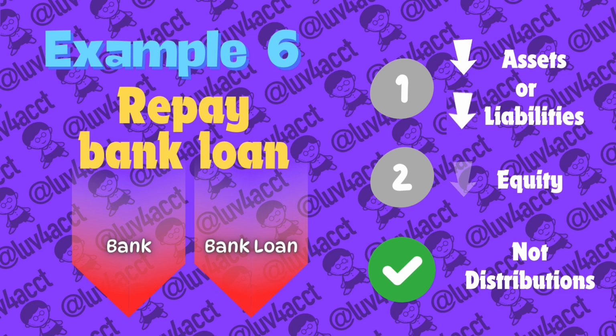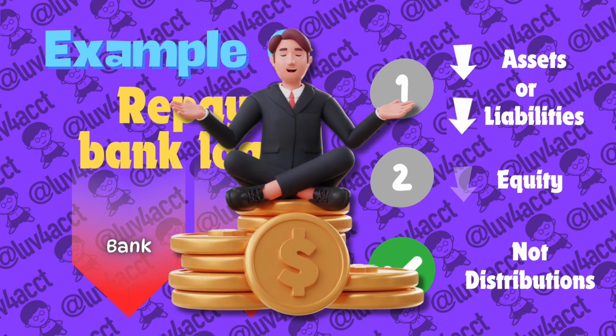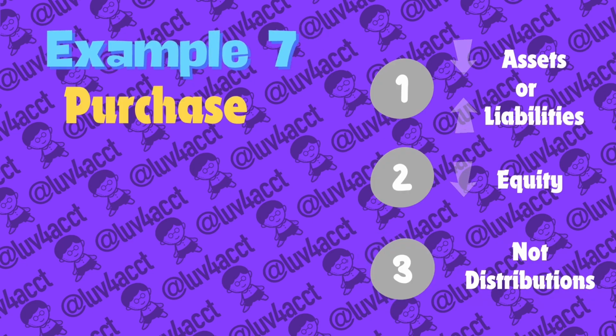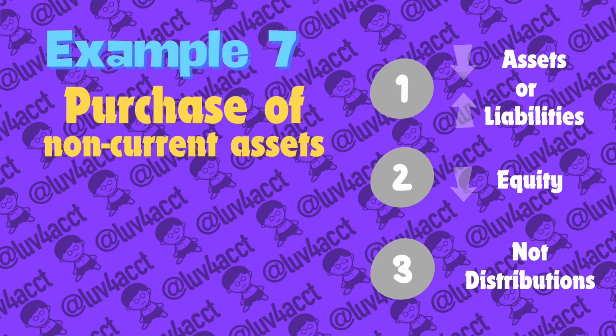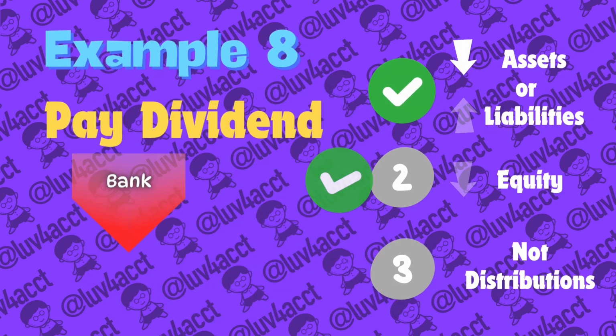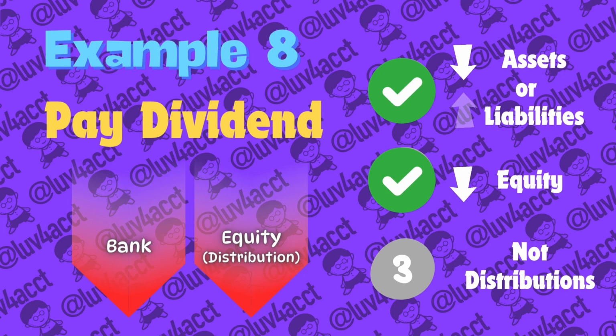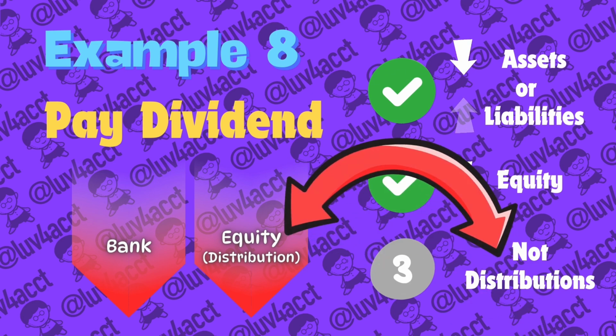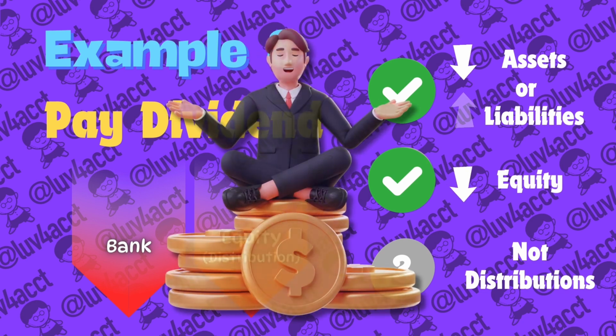Criteria 1 and 2 not fulfilled, not an expense. Example 7. Purchase of non-current asset, less cash at bank, more non-current assets, again, not an expense. Last example. Pay dividend, less cash at bank, less equity because profits are distributed to equity investors of the business. Last criterion not checked, not an expense.